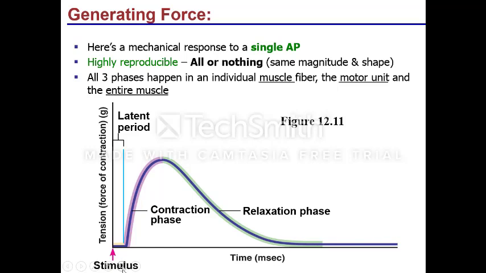As we can see here in figure 211, there's a latent phase, a contraction phase, and relaxation. During the latent phase, this is the time when excitation-contraction coupling is taking place. This topic was covered in the previous video. Contraction is where cross-bridge formation occurs and the sliding of the filaments between the actin and the myosin, allowing the sarcomere to shorten, and overall the muscle will shorten. The relaxation period is when calcium gets reabsorbed into the sarcoplasmic reticulum and the muscle tension goes back down to zero.